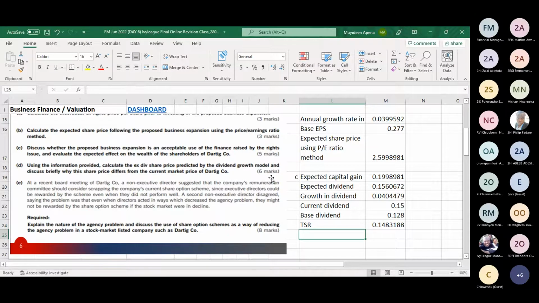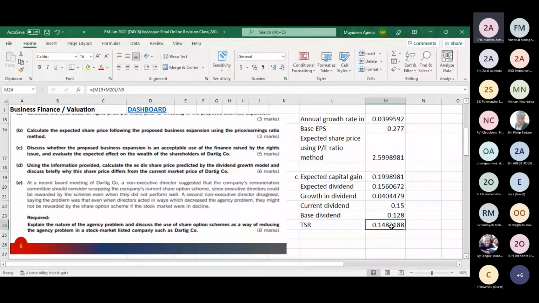So we have assessed the impact on the wealth of the shareholders. So what will be the comment here? The shareholders' wealth is increasing by 14.83%. Is it increasing? It is 14.83%.